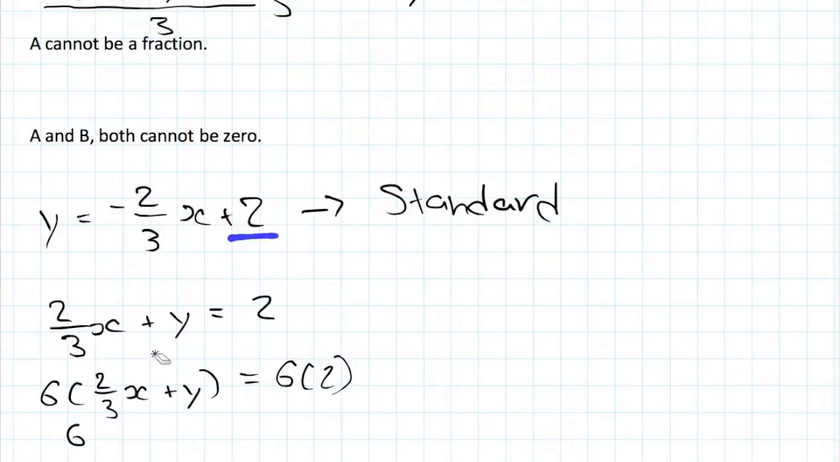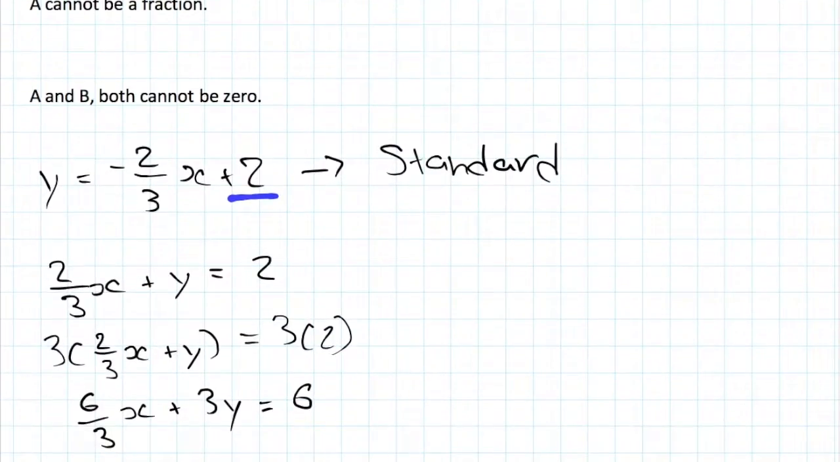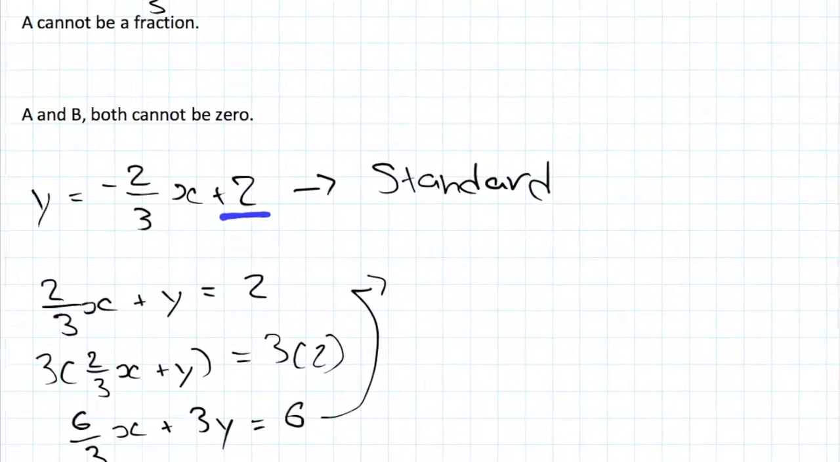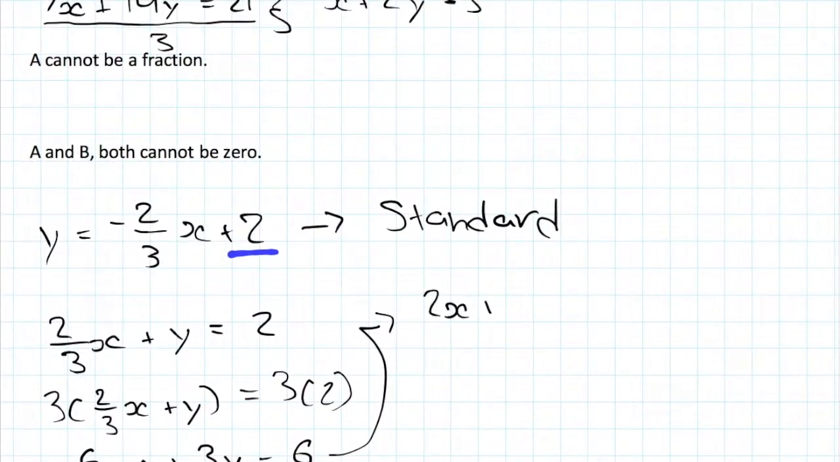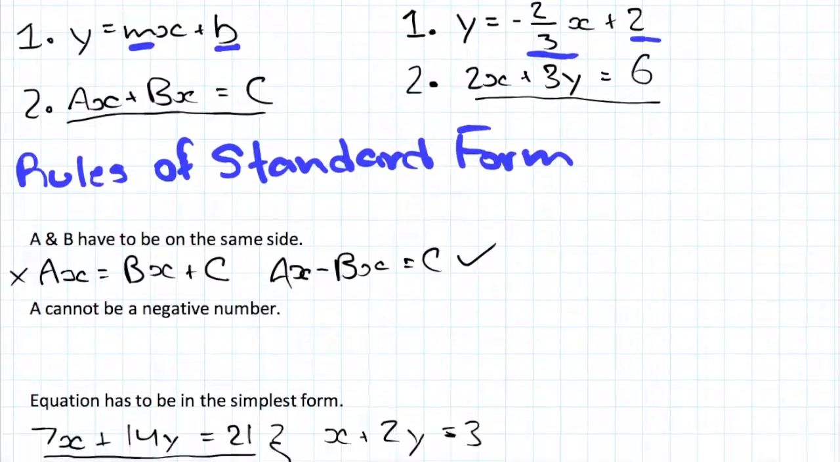So after we multiply everything by 3, like the left side of the equation by 3 and the right side of the equation by 3, we get an answer of 6 over 3 x plus 3y is equal to 6. And if we simplify this even further, we get 2x plus 3y is equal to 6. And if you remember, that's the same thing as our previous answer below, which is, of course, the same thing, which is 2x plus 3y is equal to 6.